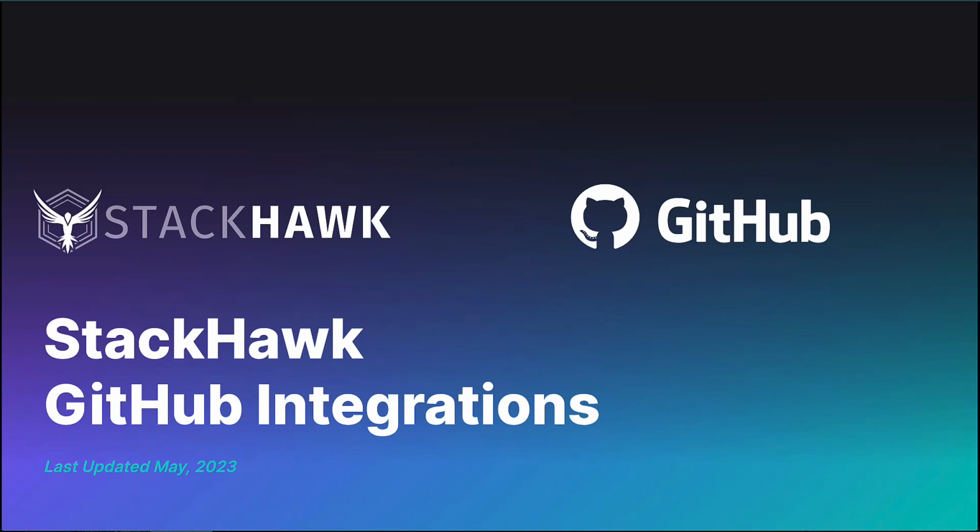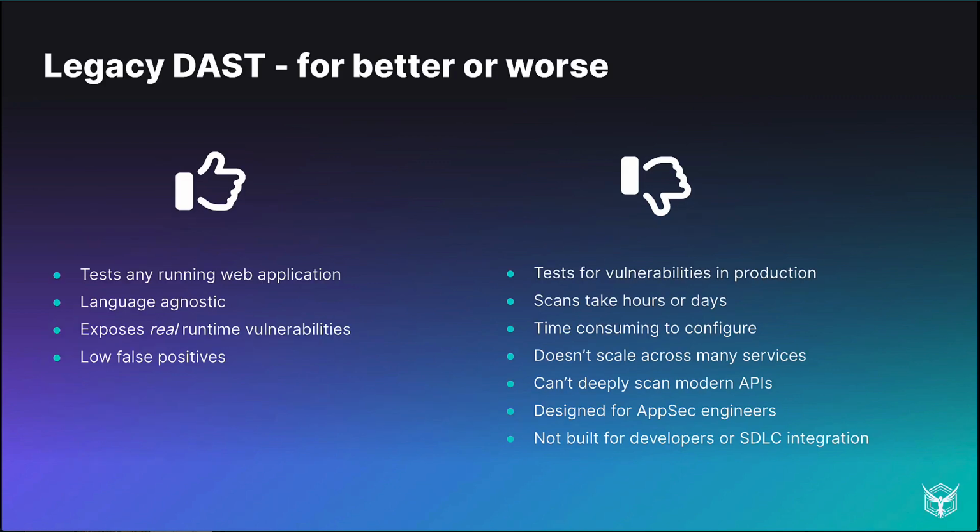Today I'm going to talk about StackHawk's integrations with GitHub. Dynamic Application Security Testing, or DAST, is an active form of security testing that is similar to how a hacker or penetration tester would attack a web application. DAST can test any running app. It's language agnostic. It exposes runtime vulnerabilities, and when tuned correctly, it produces low false positives.